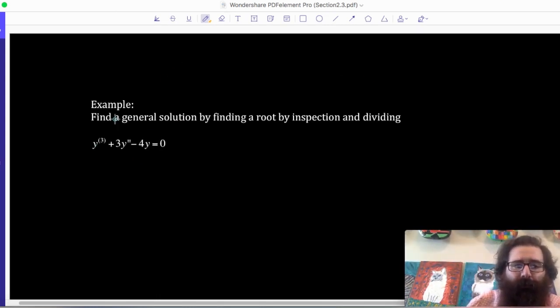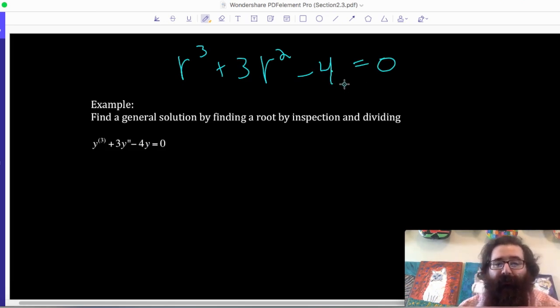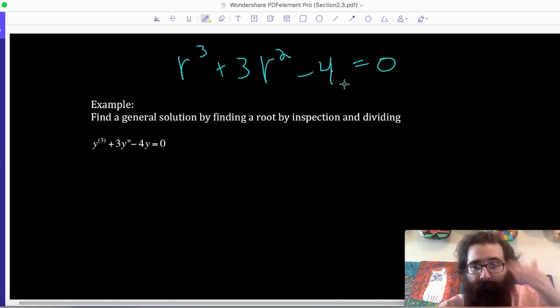First, let's get that characteristic equation. So I know the third order derivative of y can be replaced with r cubed. And then plus 3 times y double prime can be replaced with r squared. And then -4 times y, remember y we replace with 1, or we just ignore it. So this is my characteristic equation. r cubed plus 3r squared minus 4 equals 0.